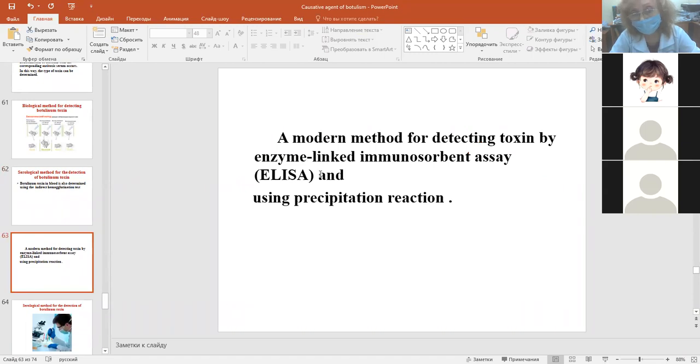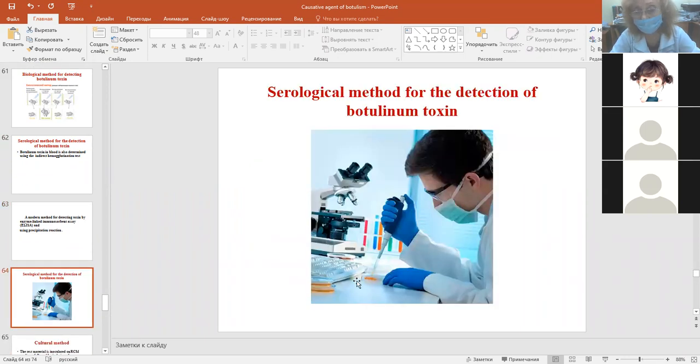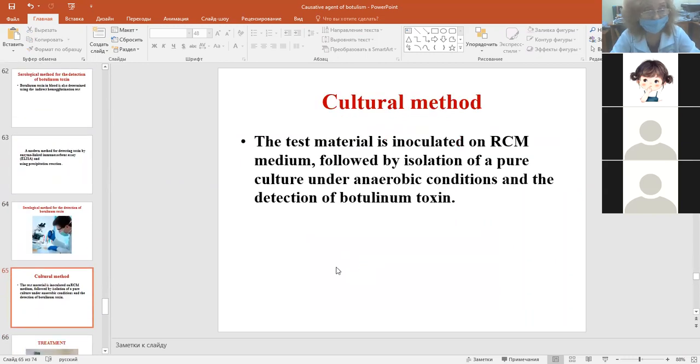And an ELISA test is now developed for detection of toxin, and a precipitation test. So any kind of immune test, it is possible to use for detection of botulinum toxin in the blood. There is this picture. This is a passive hemagglutination test, and it is possible to detect botulinum toxin in the blood. In the blood, I'm repeating.